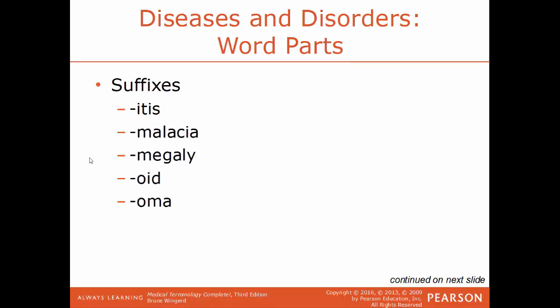Itis is the inflammation of. Malacia is the softening of. Megaly is the abnormal enlargement. The oid means derived from or resembling. And oma is a reference to a tumor. Osis means an abnormal condition.